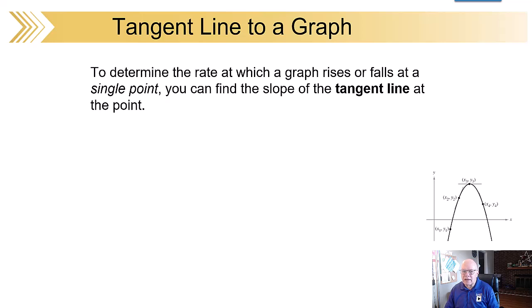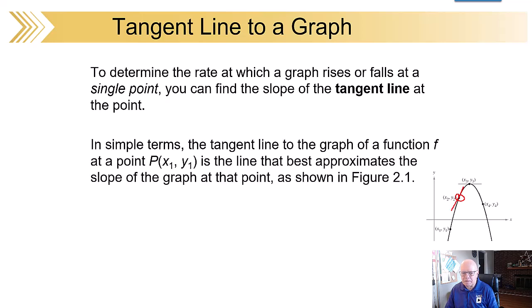So if you want to find out what the rate is at a single point, find the slope of the tangent line at that point. So here, for example, if we want to know how fast that function is increasing, just get the slope of the tangent line, and that tells you what it is. The tangent line is the one that best approximates the slope of the graph at that point. And we're going to be able to find those pretty easily.